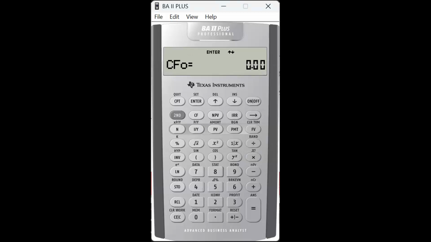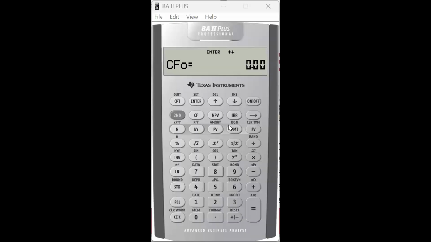Same problem, right? All right, let's see now. Now we're good. All right, let's do it. So what we're doing, the CF button, your CF0 is going to stay 0 because it wasn't given to you in the problem. So essentially what you're doing in this problem is you're calculating what your CF0 should be.